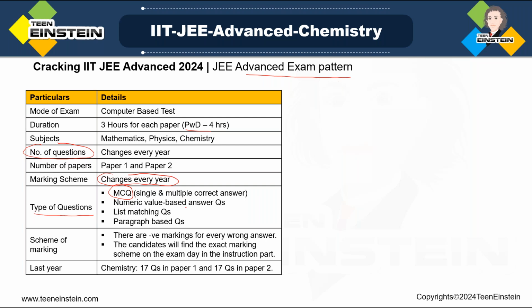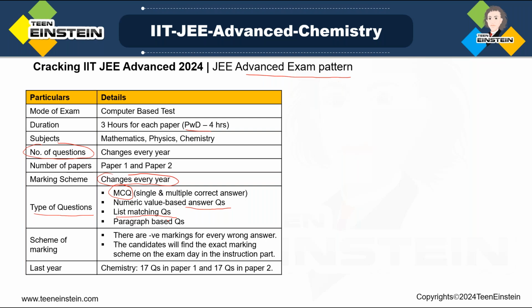Then there are numerical value based answers. We have to put an integer value. So if you put the correct answer, then only you will get full marks. If it is not, then there will be a negative mark if it is wrong. Now there is also a third type of question, which is the list matching question. So in list 1 there will be some items, in list 2 there will be some items, and you have to match them. Then the fourth type of question we have here is the paragraph based question.